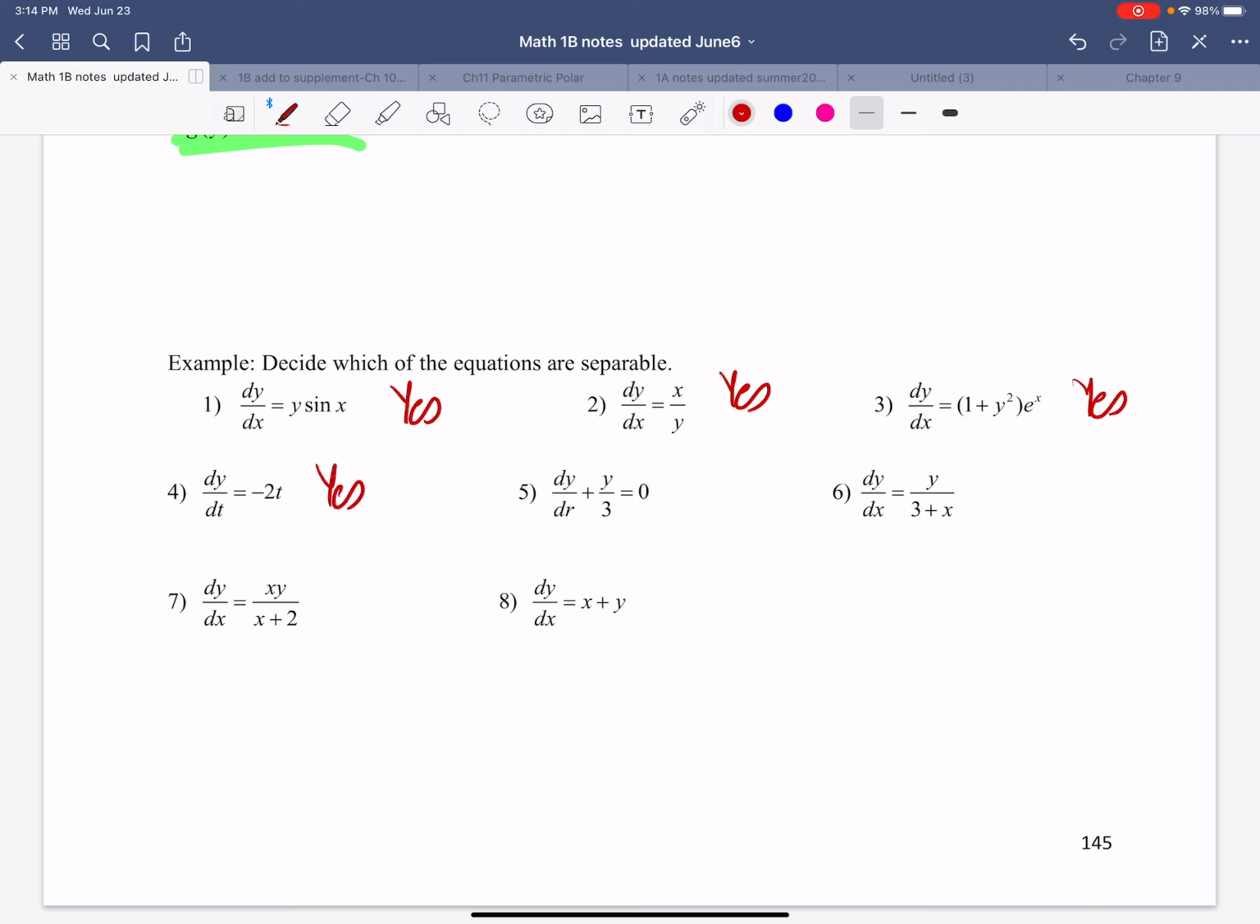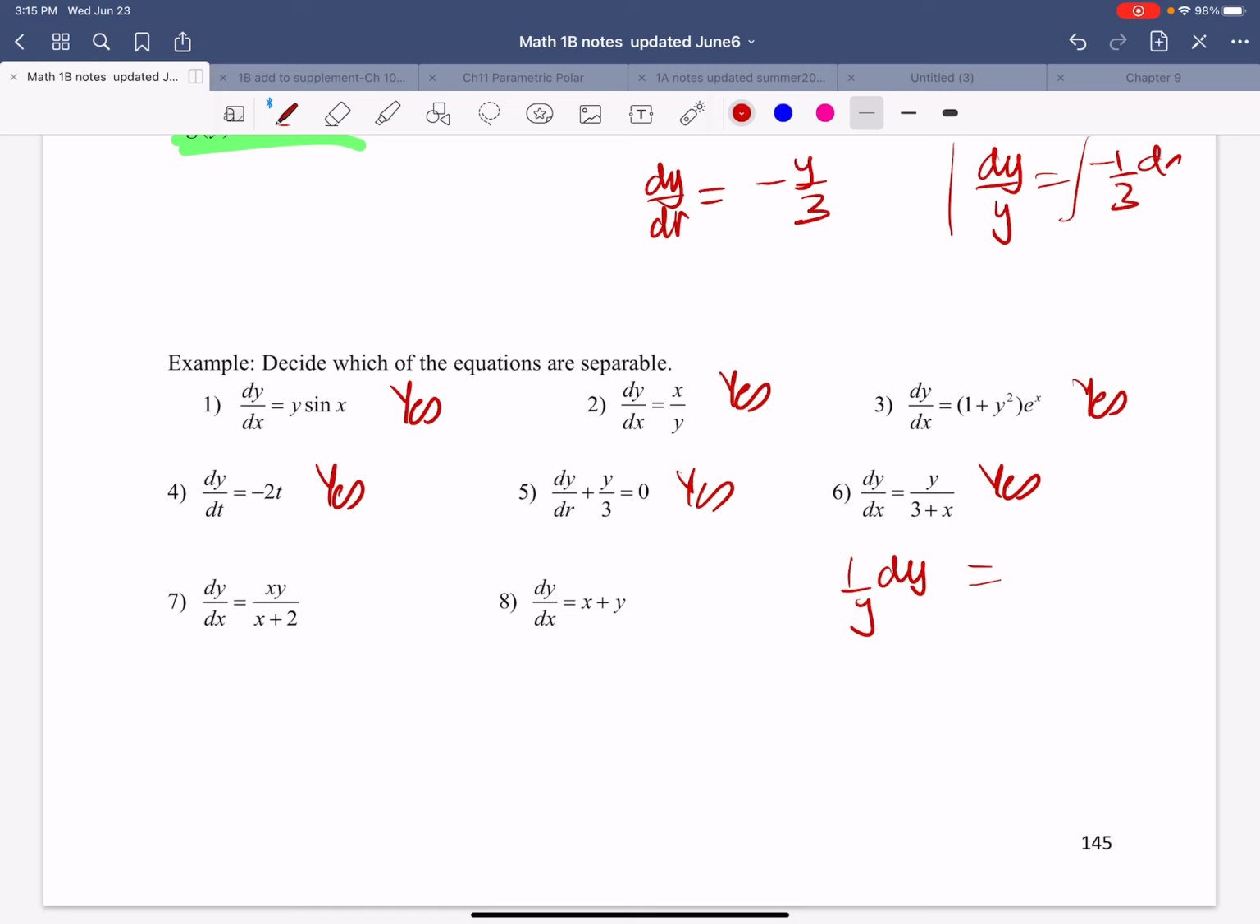This one is also separable. We can take dt to the other side and then integrate. Next, we have dy over dr is equal to negative y over 3. We can write it as dy over y is equal to negative 1/3 dr. So that is separable. That would be yes again. This is also separable. We can isolate the x's on one side and y's on the other side. We can write it as 1 over y dy is equal to 1 over 3 plus x dx.